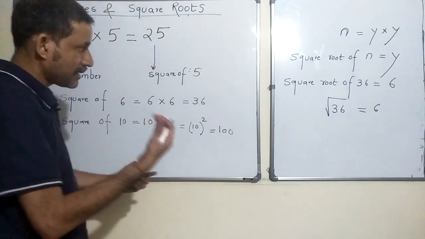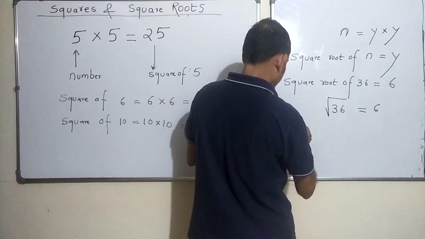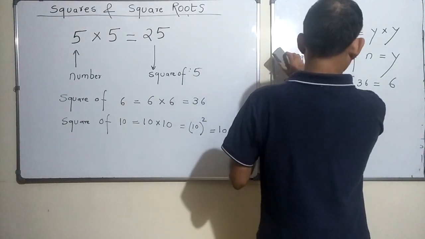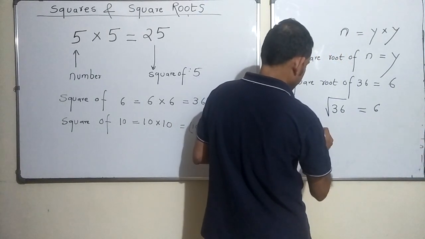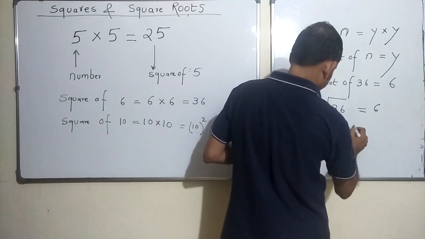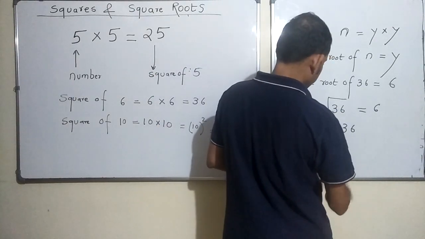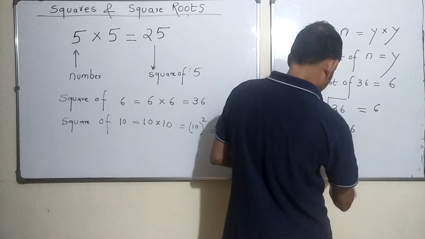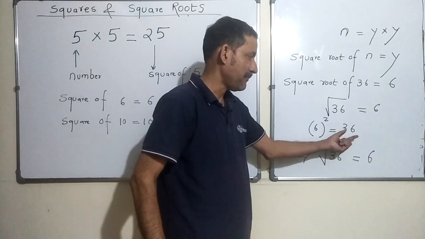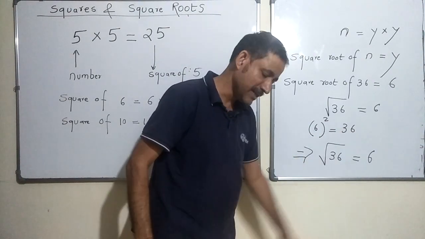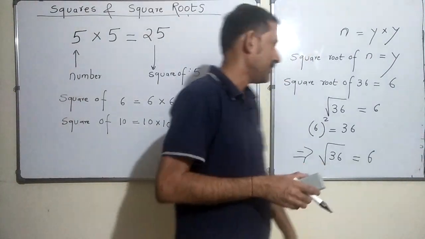So, now can I conclude that if 6 square is equal to 36, it is not if, it is the fact. So, 6 square is equal to 36, right, implies square root of 36 is equal to 6. Right, 6 square is 36. If I find out the square root of 36, I should get 6. So, in that way, square and square roots are related, right.